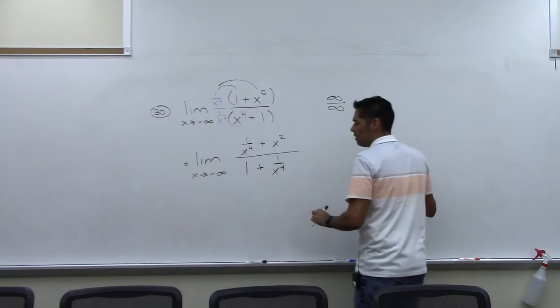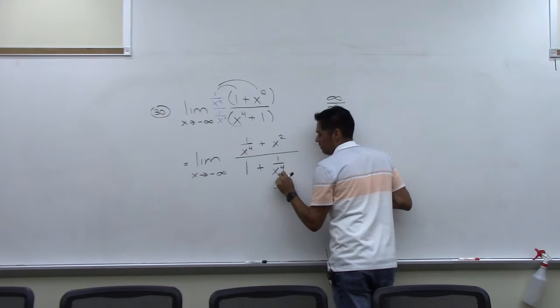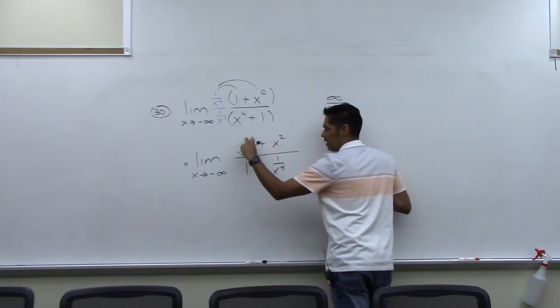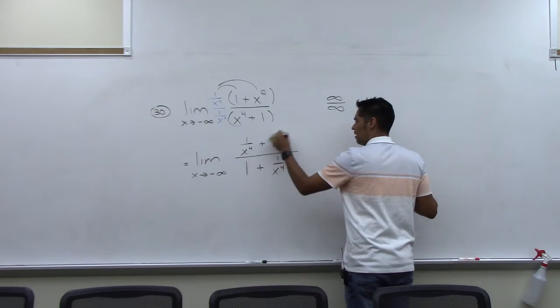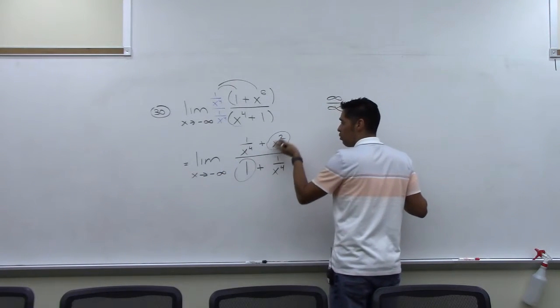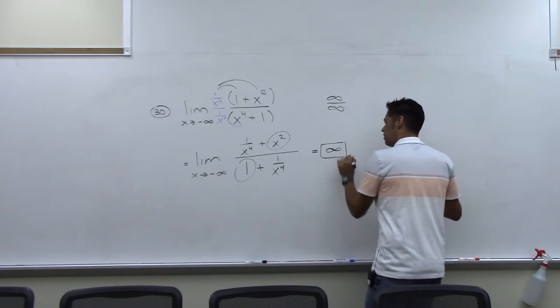And as x goes to negative infinity now, this is a negative number to the 4th power. It's going to be a huge positive number. That's fixed over huge, so that goes to 0. Same thing here. That goes to 0. And all you're left with is x squared over 1. And if x is going to negative infinity and you square it, it's going to be positive infinity. So that goes to positive infinity.